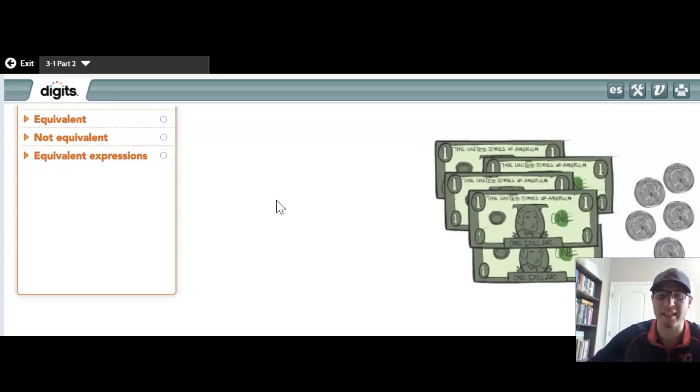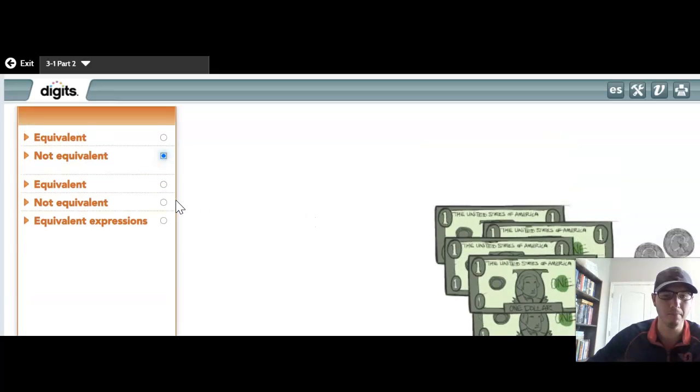This example is not equivalent because 5 $1 bills is not equivalent to 5 quarters. This is $5, this is $1.25. So they would not be equivalent.